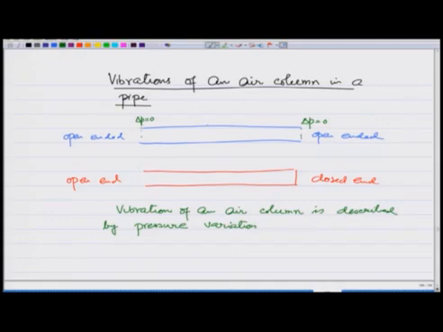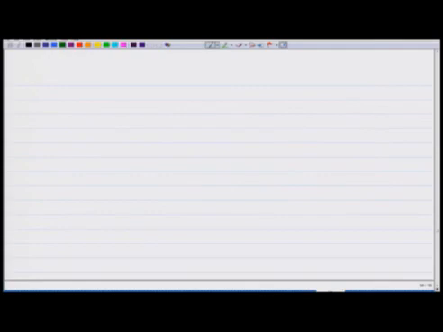Similarly, for the pipe with one closed end, on the right side delta P would not be 0, because the closed end, this wall, can withstand any pressure. On the other hand, at the open end delta P will be 0. Let us go to the next slide and see what that means.